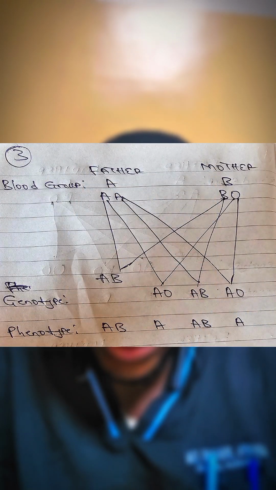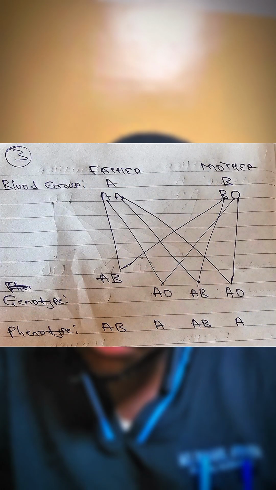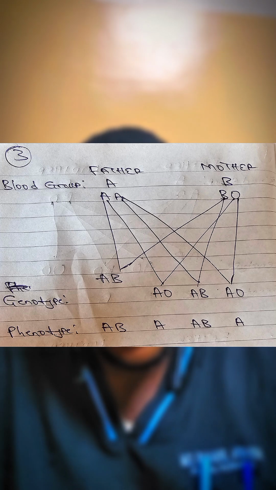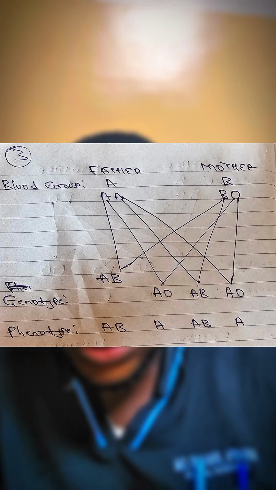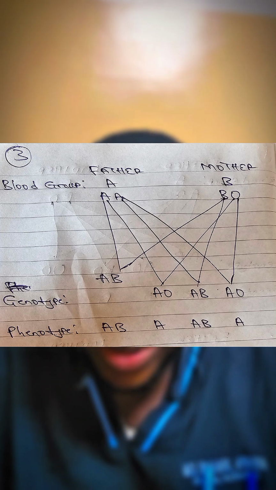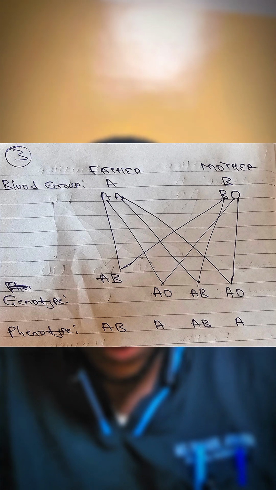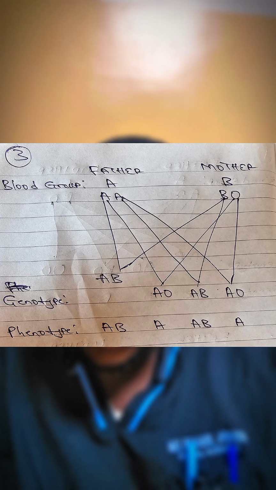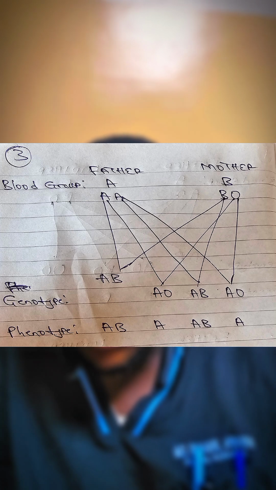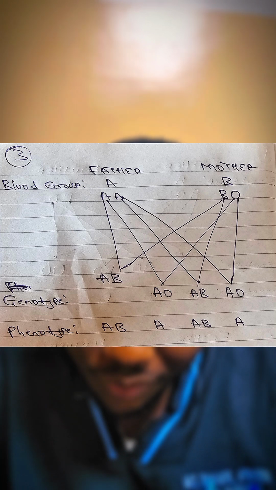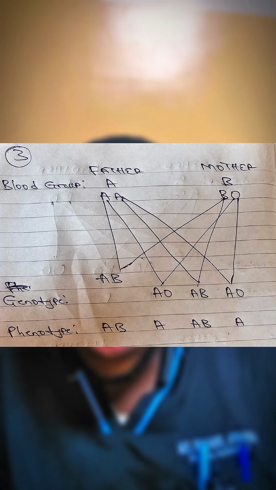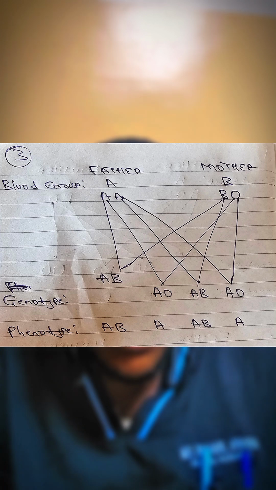Now, case 3. This time the father is also A, the mother is B, but this time the father is a homozygous A, while the mother is a heterozygous B. Now, if they cross, they have a probability of giving birth to a child who is blood group AB. They have a probability of giving birth to a child who is blood group A. You find out that it's only blood group AB and A that they can give birth to.